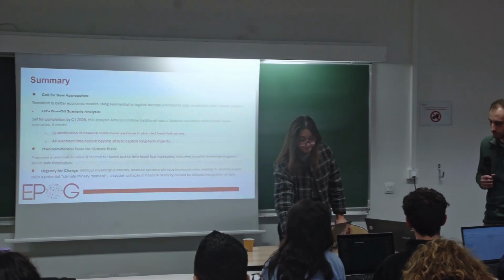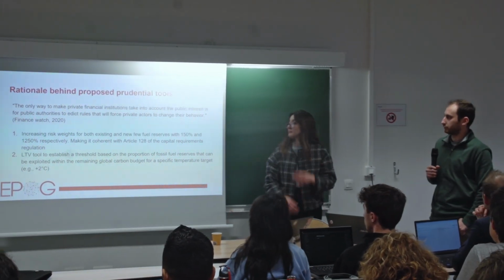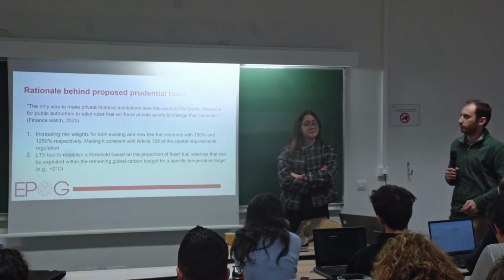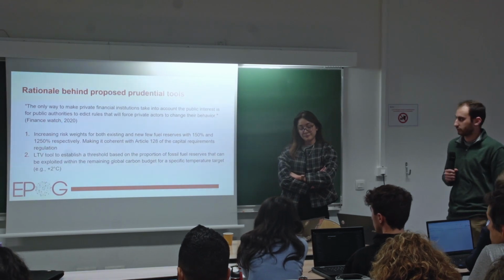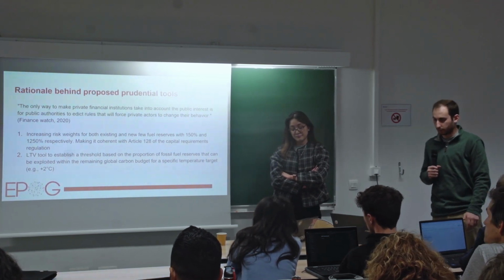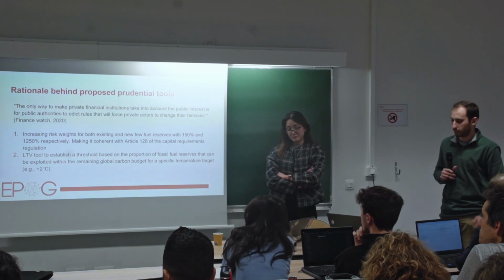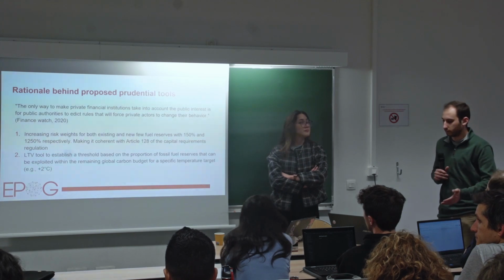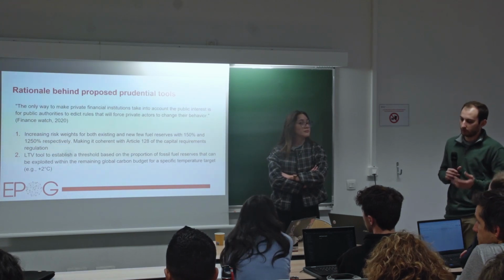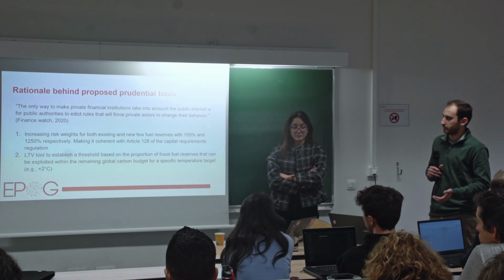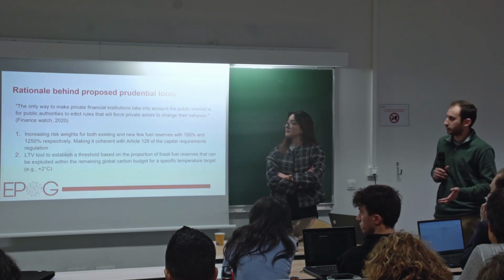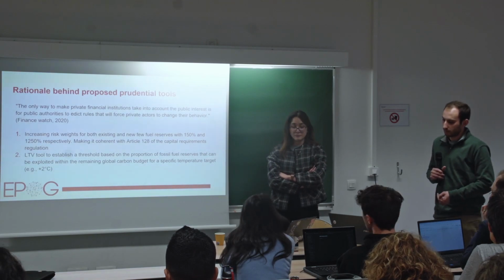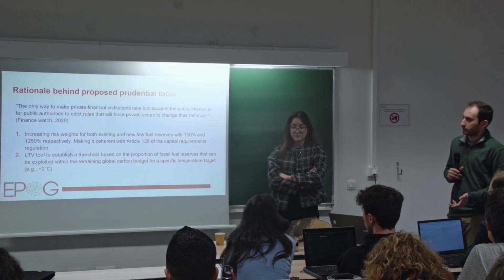Okay, so the main rationale behind the proposed prudential tools that I'm going to explain in more detail is that the only way to make private financial institutions take into consideration the public interest is for public authorities to enact the rules that will force private actors to change their behavior. The public interest in this case is to reduce climate finance, to then reduce the financial instabilities that will be caused by climate change.